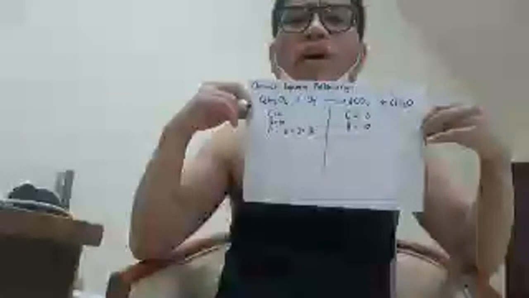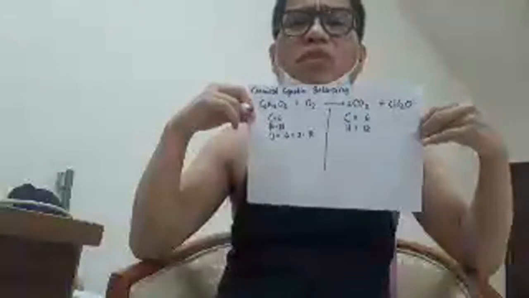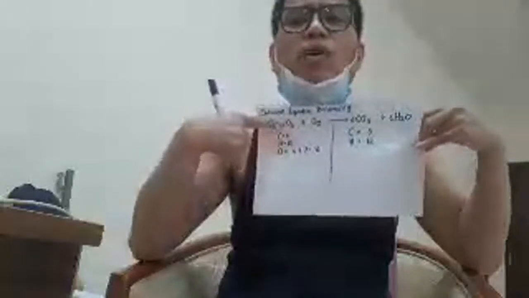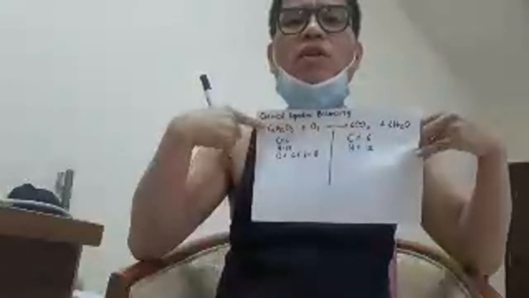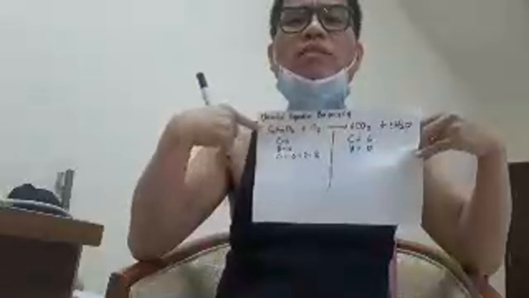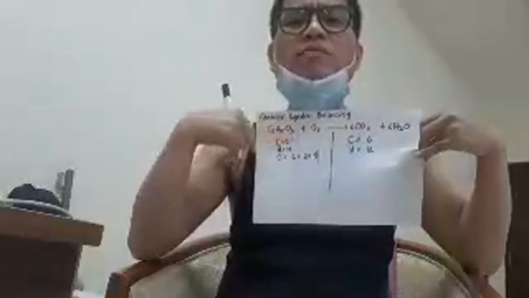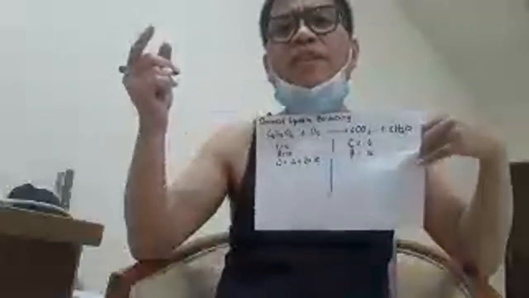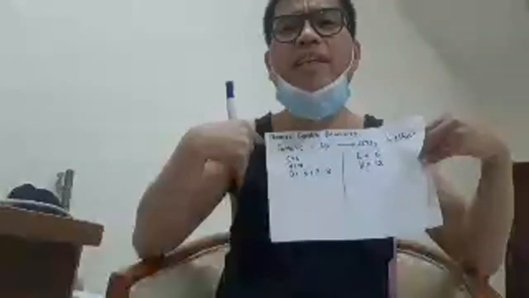The number of atoms is equal to the coefficient times the subscript. The coefficient is the numerical figure at the side of the element or the compound, times the subscript, which is the bottom part of the compound. For example, glucose, C6H12O6. So this 6, this 12, and 6 are subscripts, so that we can understand better.